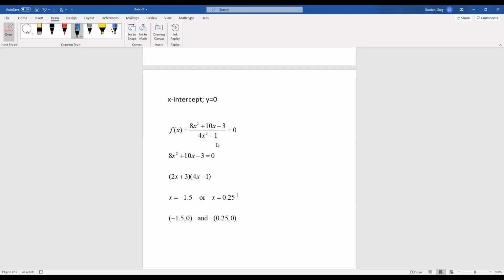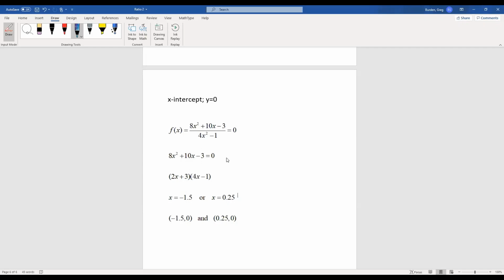0 times 4x² − 1 is still just 0, and it would cancel out the denominator, so we get this. It actually turns out in general that the only way a fraction can be 0 is if the numerator is 0. That's not really enough information because you have to make sure the denominator doesn't become 0 at the same time, but if there's anything that's going to make the thing 0, it's going to have to be the numerator being 0 that does that.